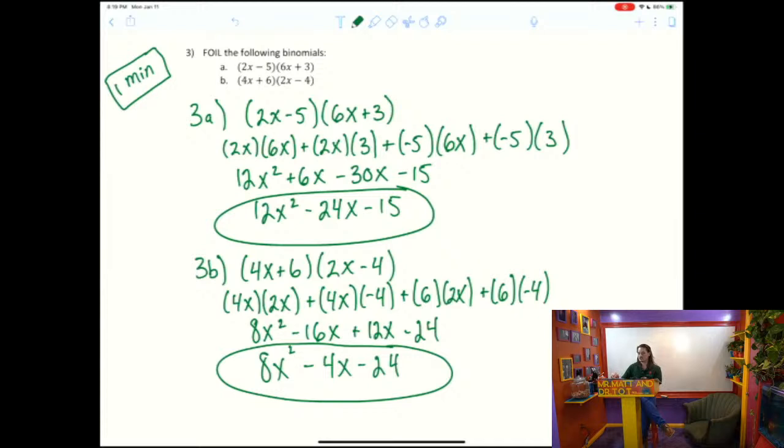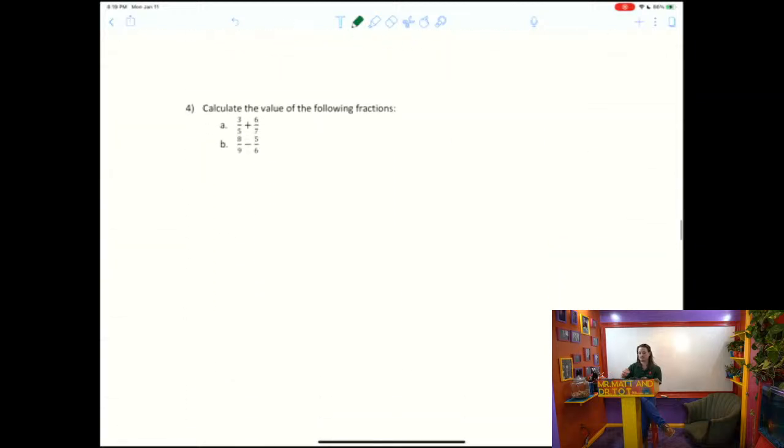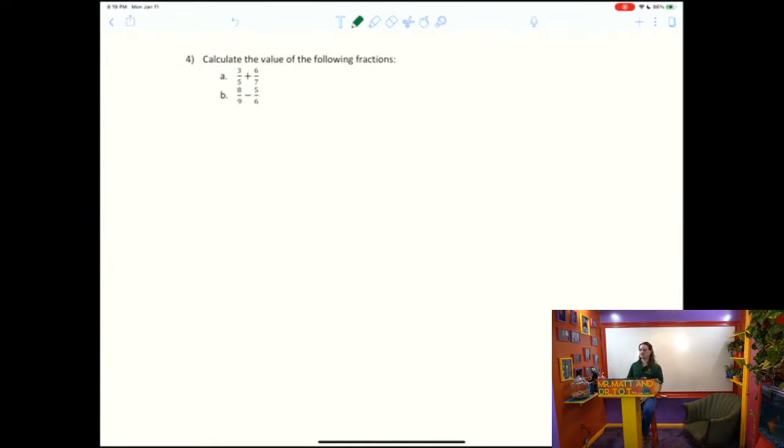If you have any questions, then please let me know. Otherwise, let's move on to some work with fractions. So I would like you to calculate the value of the following fractions. We have 3/5 plus 6/7, and we have 8/9 minus 5/6. So I'll give you 3 minutes. After 1 minute, I'll start to solve.